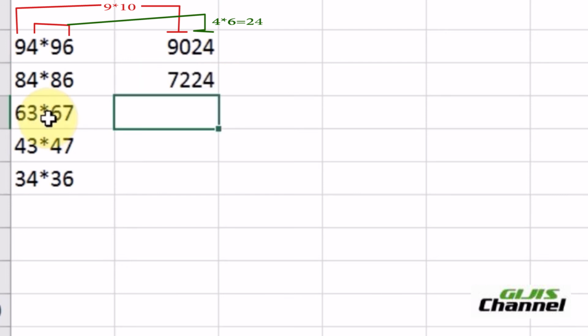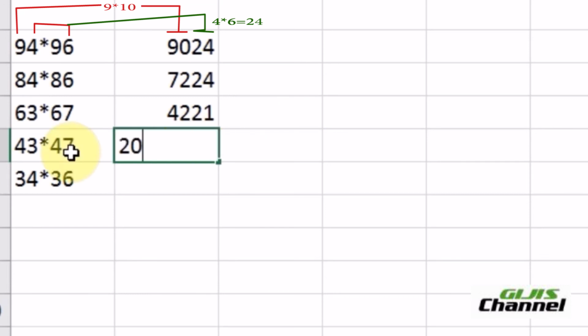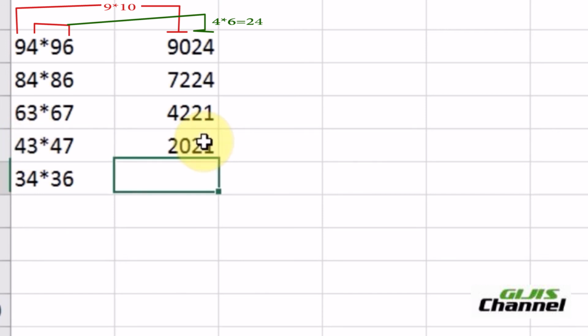So again, the condition: 6 times 7, 42. And now multiply 3 times 7, 21. Okay, now the next multiplication, 4 times 5, 20, and 7 times 3, 21. So 34 times 36, so 3 times 4, 12, and 4 times 6, 24.